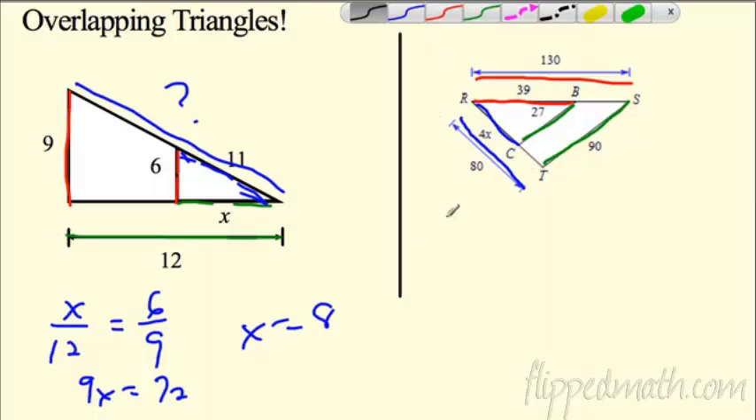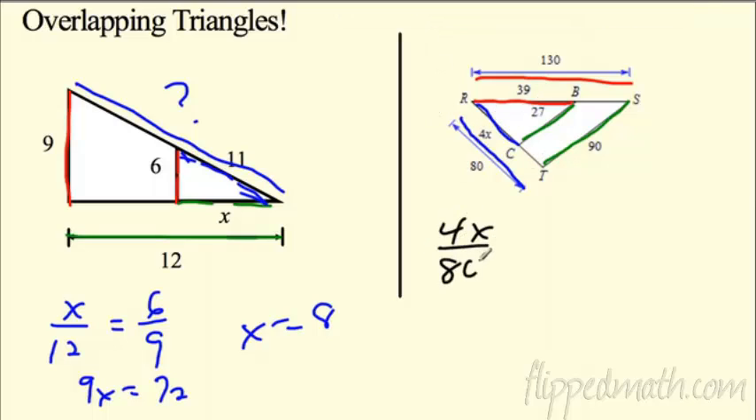We're looking for x, so I got to use 4x is to 80 as what? 4x is to 80. Your choice. You can go red to red, green to green. I'm just going to go red to red. 39 is to 130. And then we've solved a couple of these. You can pause it, try it real quick if you like, and I'll put up the answer.